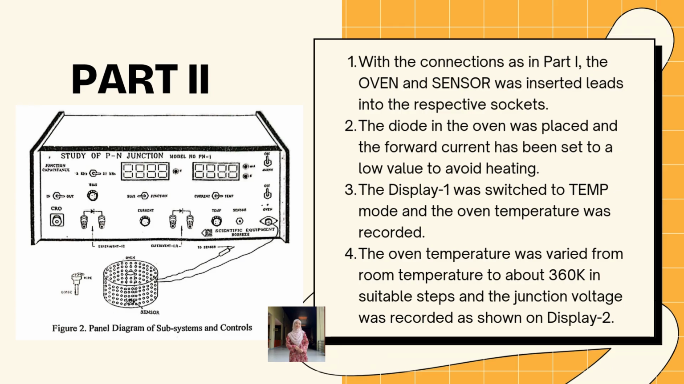For part 2, with the connection as in part 1, the oven and sensor were inserted into the respective sockets. The diode was placed in the oven and the forward current was set to a low value to avoid heating. And then display 1 was switched to temperature mode and the oven temperature was recorded.